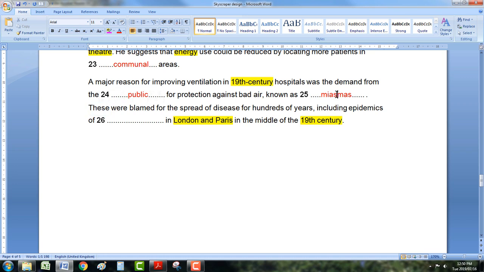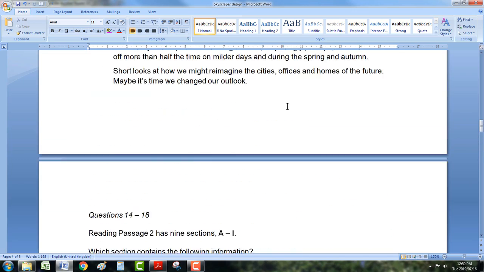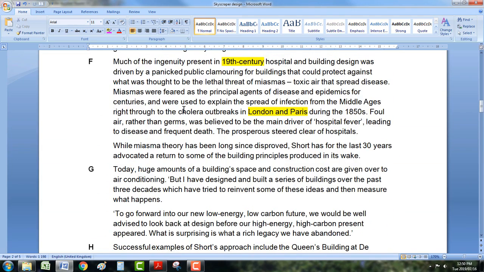These, what is these? The miasmas were blamed for the spread of disease for hundreds of years, including epidemics in London and Paris. I hope you know what epidemic means. It's when you get a lot of the same kind of disease at the same time. What happened in London and Paris? Epidemics of, there is the phrase over there, cholera outbreaks in London and Paris. Epidemics of, but I'm afraid some of you might choose that. You can't have an epidemic of an outbreak because the outbreak and the epidemic are actually synonyms. What was the disease? This is actually the disease, the cholera outbreaks.